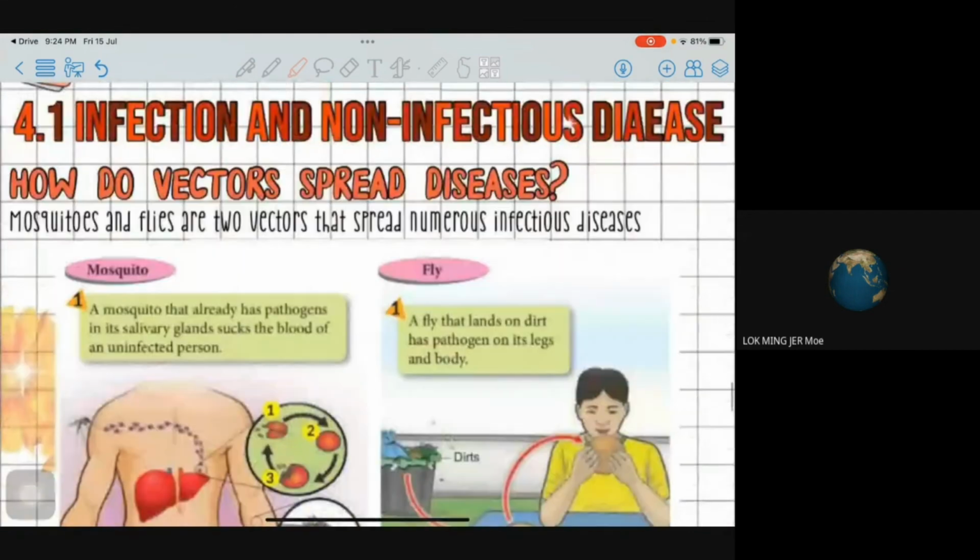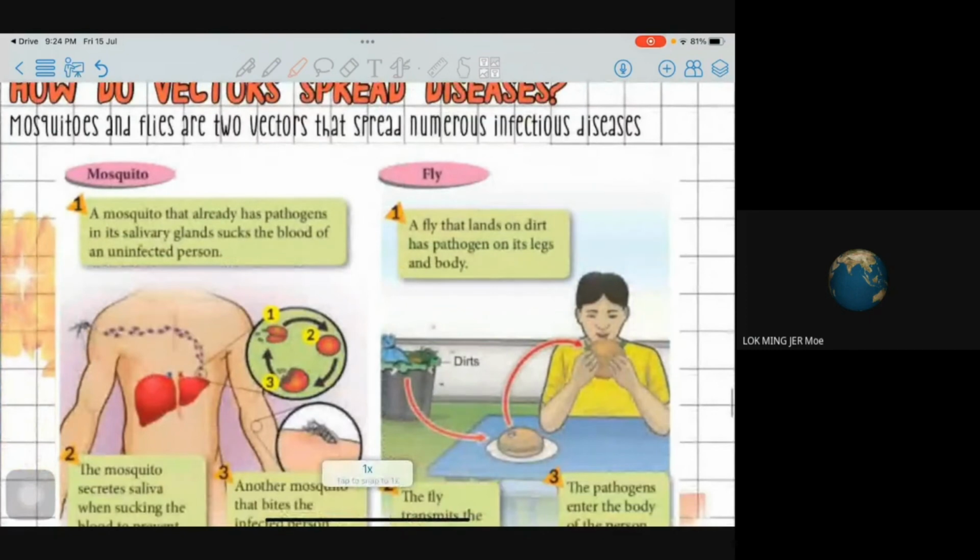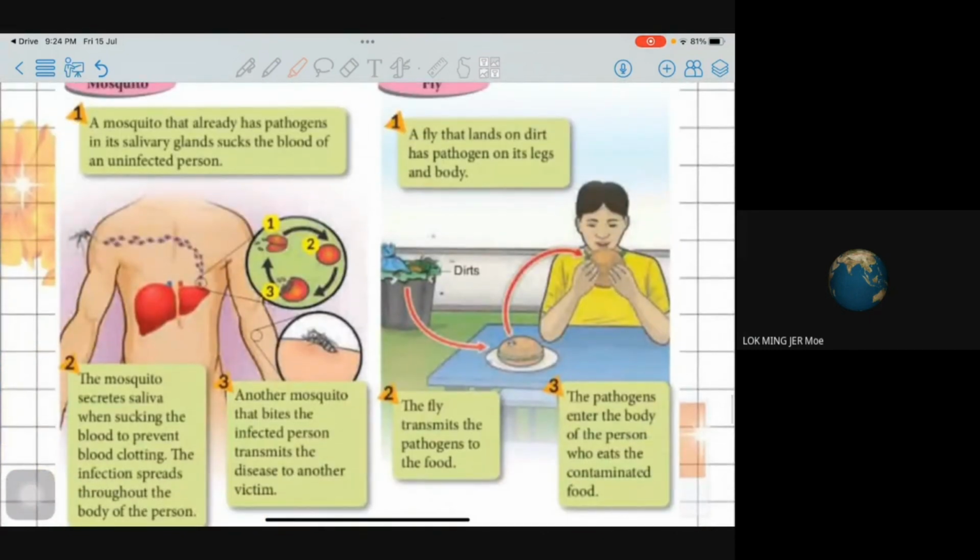Okay, infectious and non-infectious disease. How does the vector spread the disease? Oh, this one I think you know, right? Like teacher already said just now.